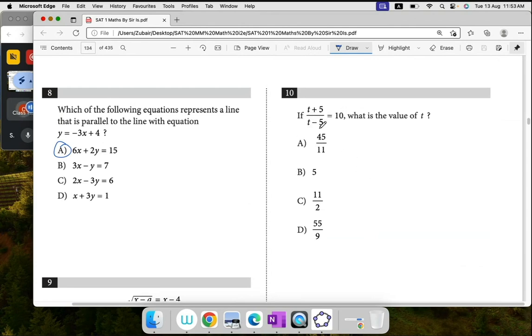If t plus 5 over t minus 5 equals 10, what is the value of t? t plus 5 equals 10t minus 50. 55 is equal to 9t. 55 by 9.